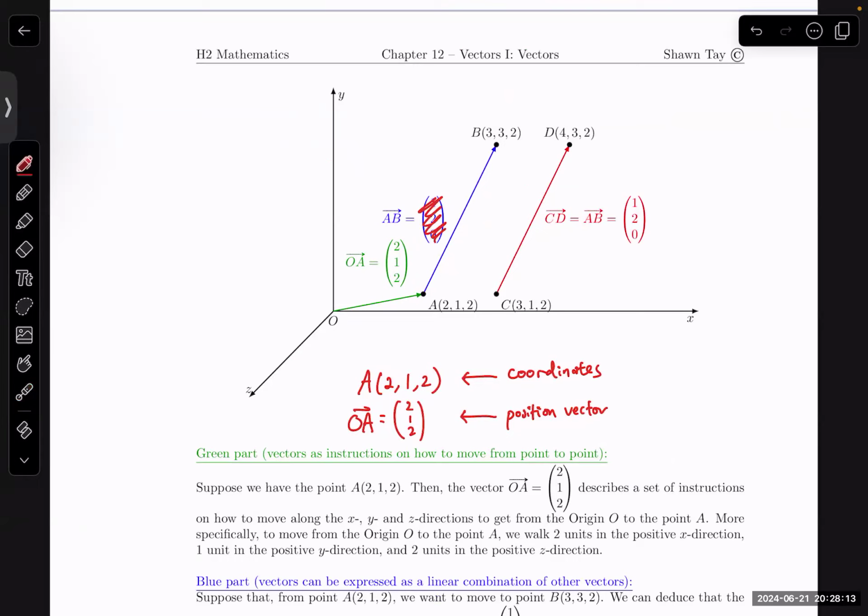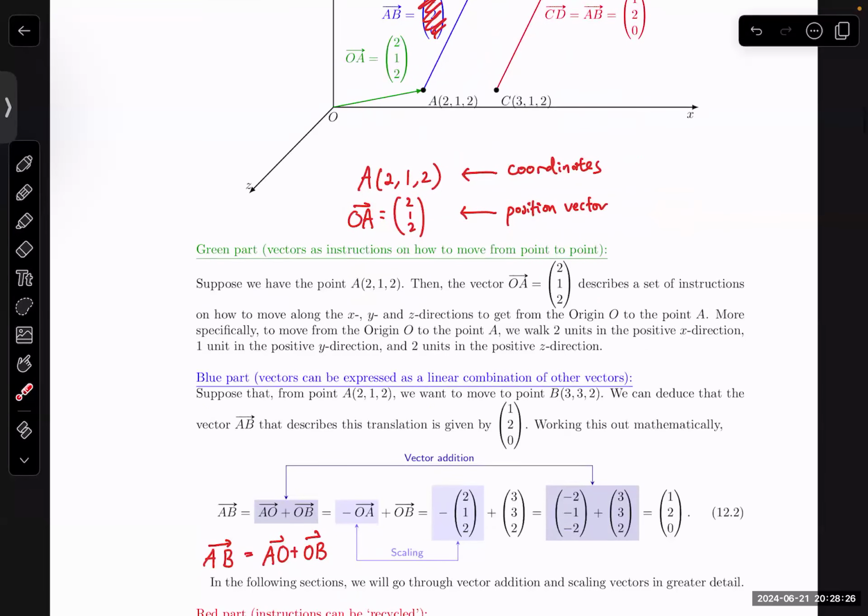Now, I want you to find vector AB. How you will do that is you can think of it as walking from A to O, then O to B, and then you do this set of workings to get vector AB.